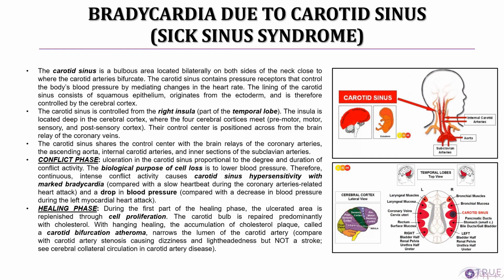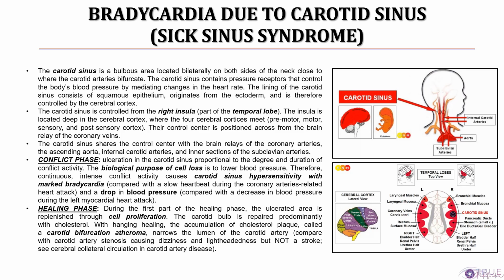and the lining of the carotid sinus consists of squamous epithelium that originates from the ectoderm and is therefore controlled by the cerebral cortex. The carotid sinus is controlled from the right insula, which is part of the temporal lobe. The insula is located deep in the cerebral cortex, where the four cerebral cortices meet, and their control center is positioned across from the brain relay of the coronary veins. The carotid sinus shares the control center with the brain relays of the coronary arteries, the ascending aorta, the internal carotid arteries, and the inner sections of the subclavian arteries.